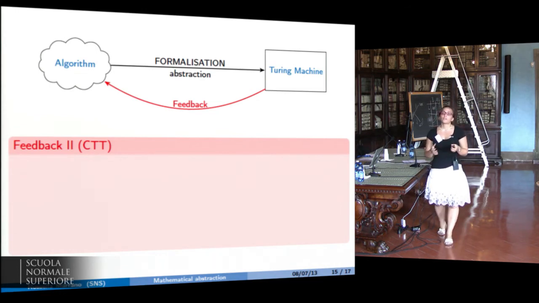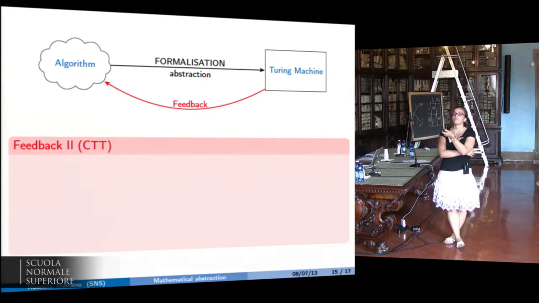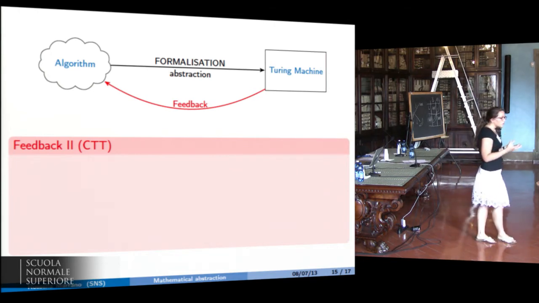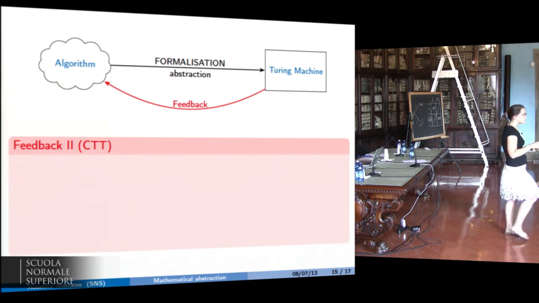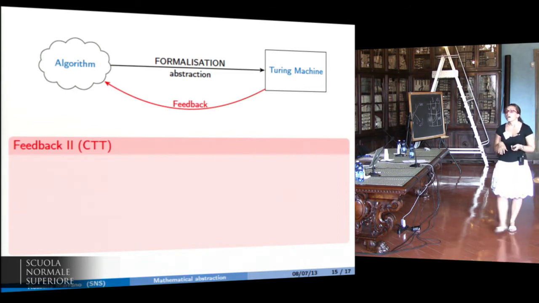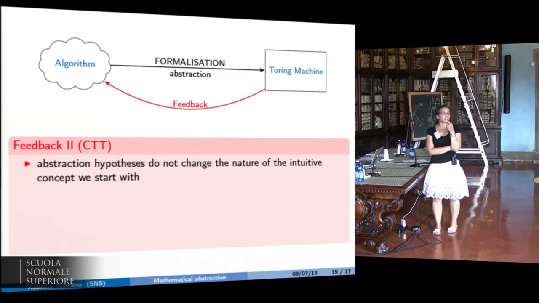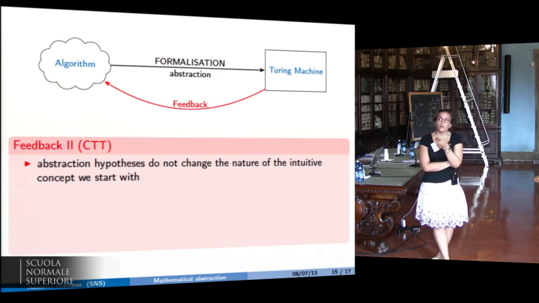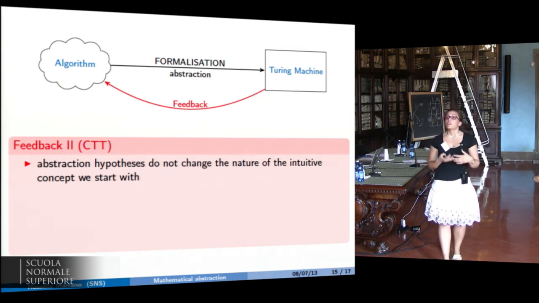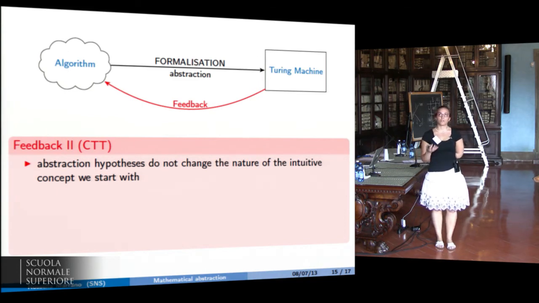Moreover, if we accept the Church-Turing thesis, the one we saw before, then the formal concept of Turing solvability really captures, and is adequate with respect to, the intuitive notion of effectively solvable problems. And the point is that if we accept the validity of this thesis, and we have, as I told before, evidence for it, then the hypotheses we made in order to treat the informal problem do not change the nature of the intuitive concept we start with.